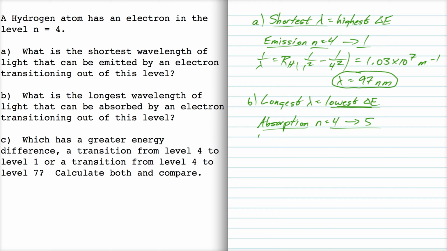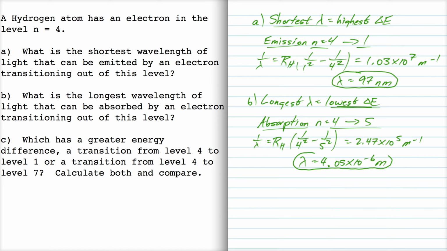So again, I can use the Rydberg formula. And this time it's 1 over 4 squared minus 1 over 5 squared, which gives me 2.47 times 10 to the 5th inverse meters. So lambda is 4.05 times 10 to the minus 6 meters. 4.05 micrometers, if you wish.